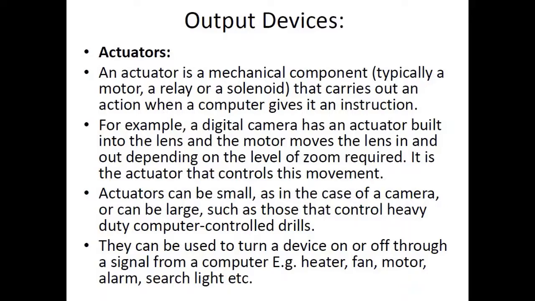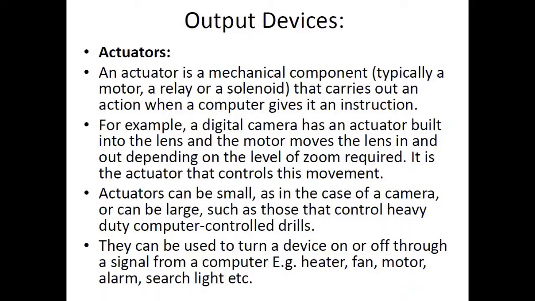So the first output device which we have is actuator. An actuator is a mechanical component, typically a motor, a relay, or a solenoid. In Cambridge syllabus, it is mostly considered to be a solenoid that carries out an action when a computer gives it an instruction or a signal. For example, a digital camera has an actuator built into the lens, and the motor moves the lens in and out depending on the level of zoom required.